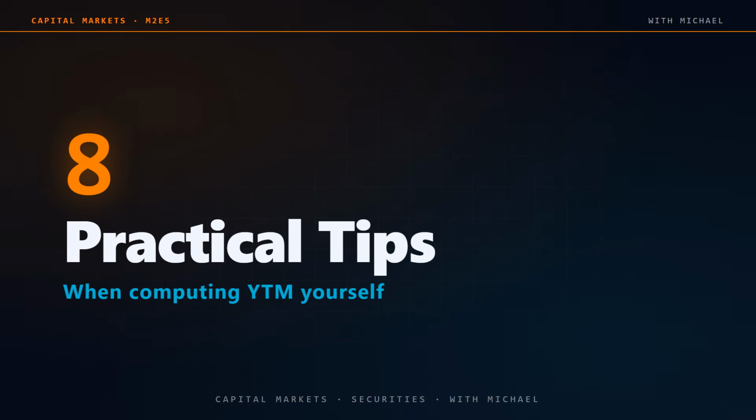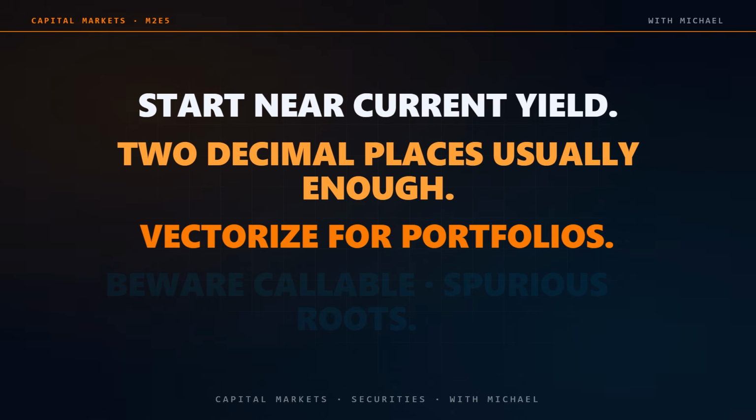Section 8. Verifying the answer and practical tips. Let us verify our answer of 7.24%. Plug into the formula one more time. Each coupon discounted, face value discounted, sum them. The result should be approximately $950. To get precise we can iterate further, 7.239%, 7.2385%, and so on, until the computed price matches the actual price to the cent.